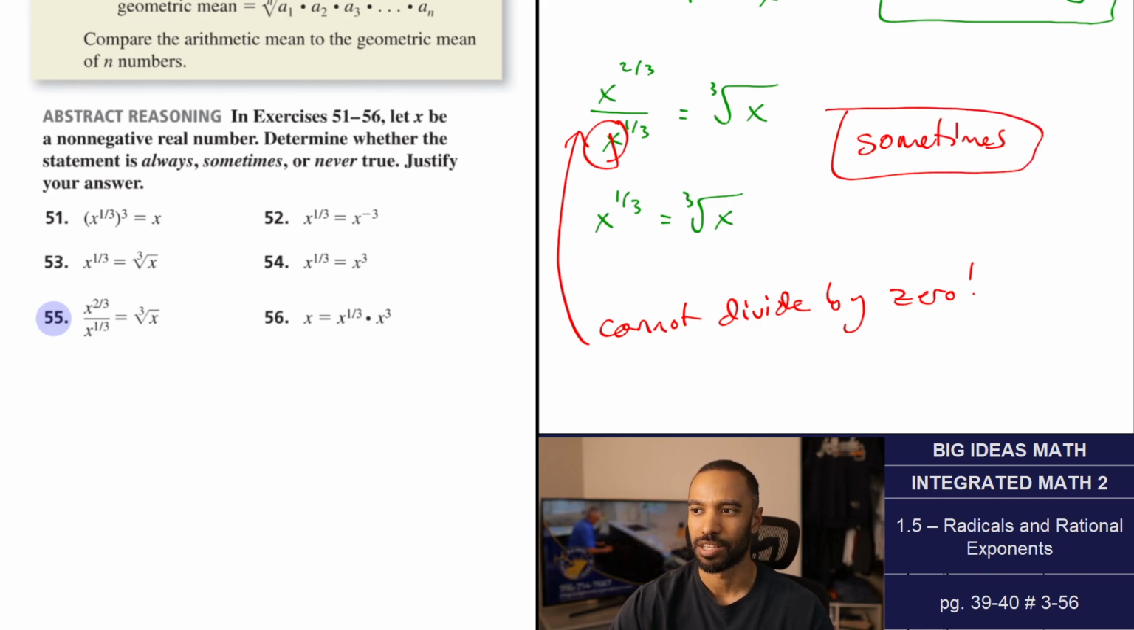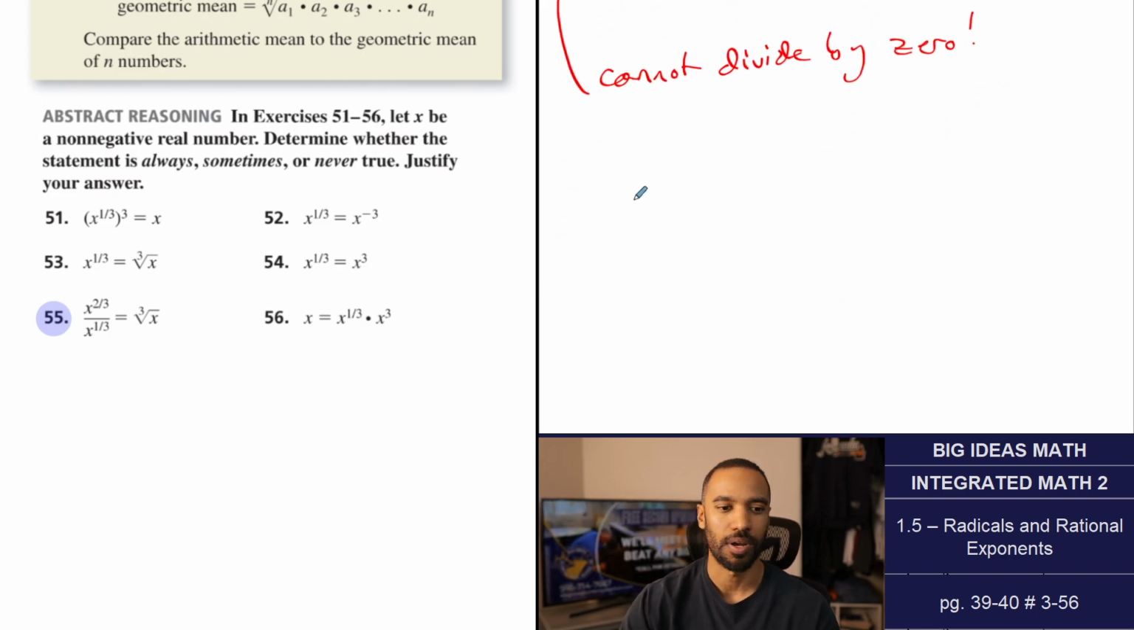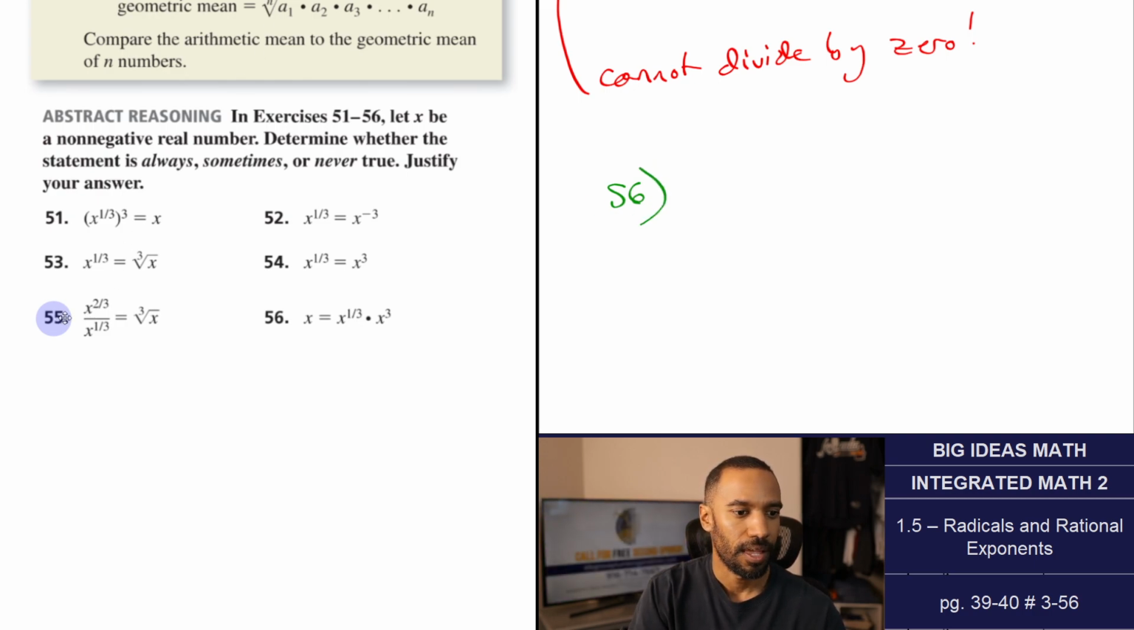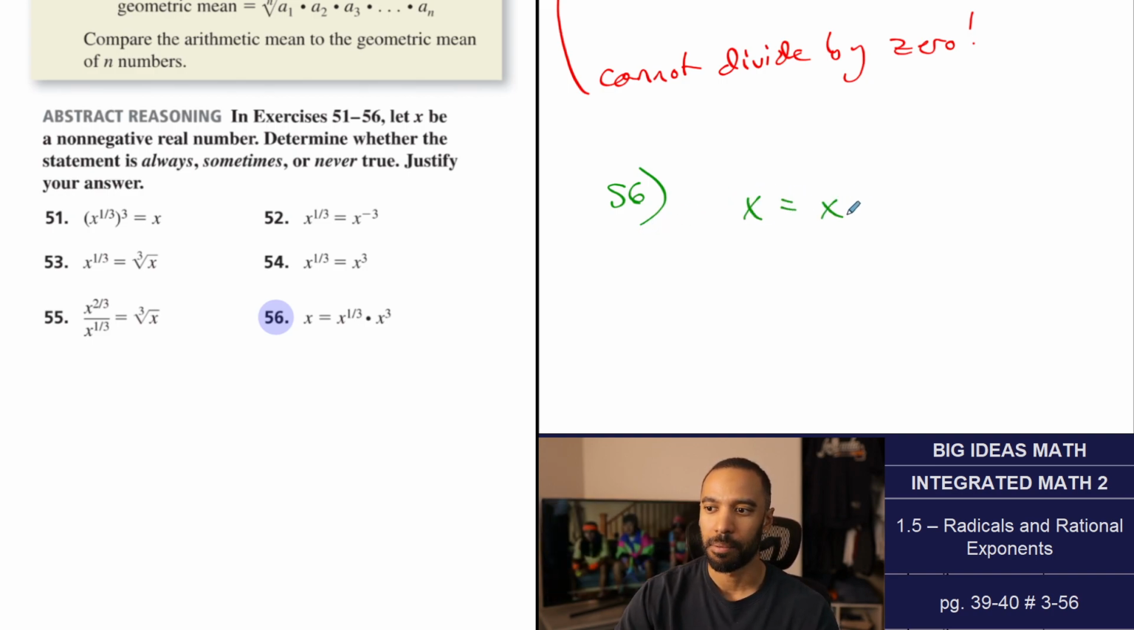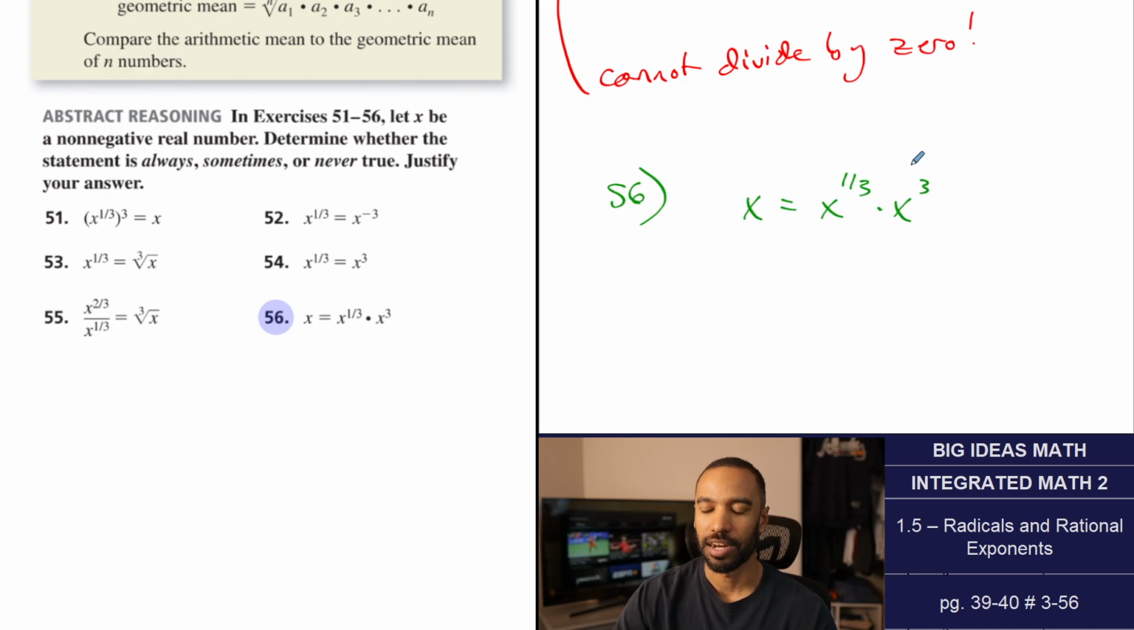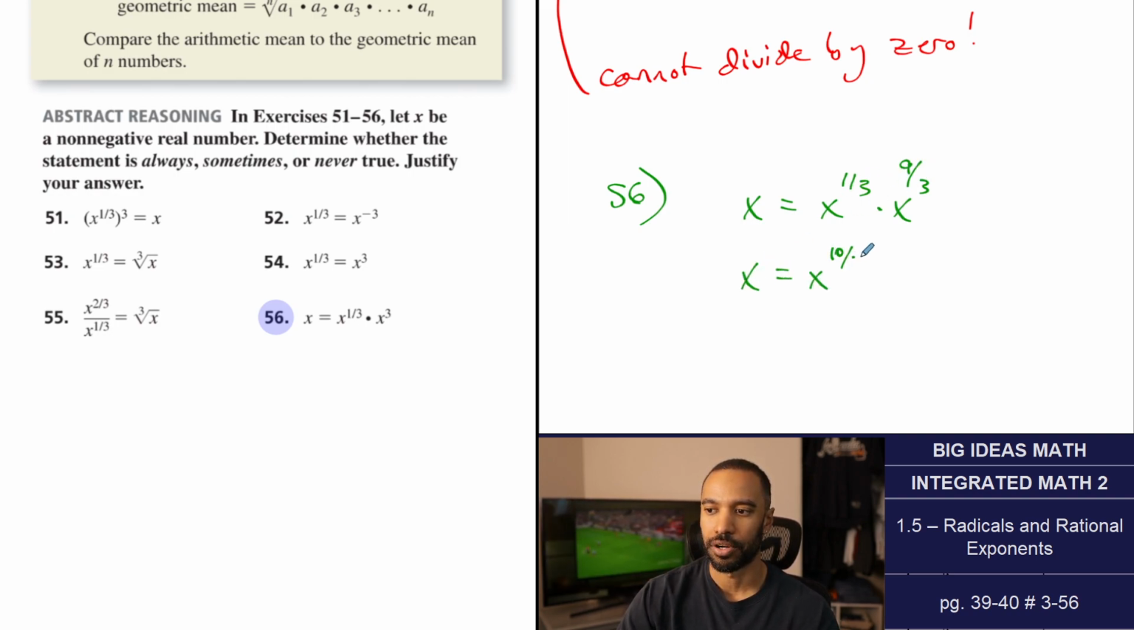I didn't think these would actually take as long as they do, but I have to think about them as well. And finally, number 56, last problem. X equals x to the 1/3 times x cubed. You have to be careful. You are not multiplying 1/3 and 3. You are multiplying x to the 1/3 and x cubed. And this kind of goes back to one of those problems we were talking about before, as in this is also x to the 9/3, and you add these. So x equals x to the 10/3.